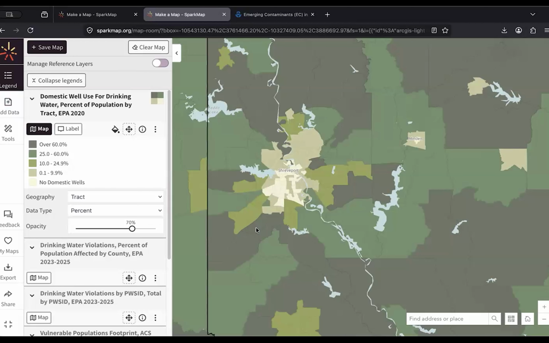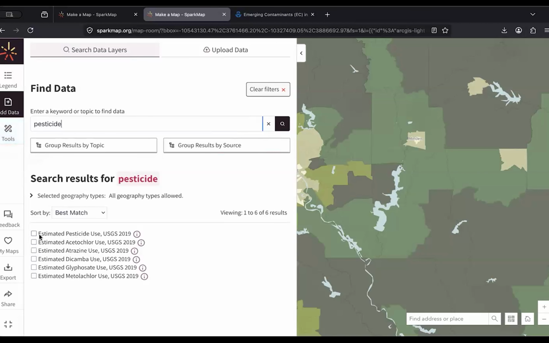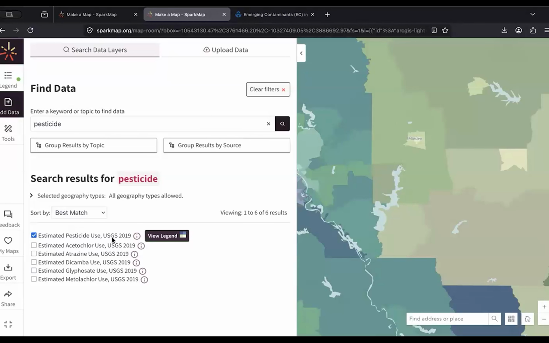In addition to this, it asks about emerging contaminants. That's really what this grant is all about. There are lots of state level data portals where you can look at the public water supply and different contaminants, but you can also use the map room to see some more macro level contaminant usage. A couple of those include things like pesticides, so I'm going to type that in. You'll see here that we have this overall estimated pesticide use layer, and then it gets into some of the individual types of pesticides that are used.